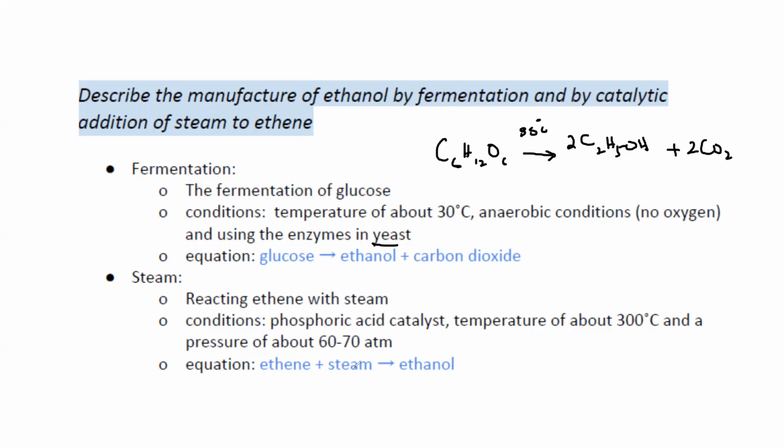What is the second way of preparing ethanol? Yesterday we did the reaction of alkenes. Ethene plus steam gives ethanol. So ethene is C2H4, plus steam, water, HOH or H2O. As a result, what will it produce? It will produce C2H5OH.